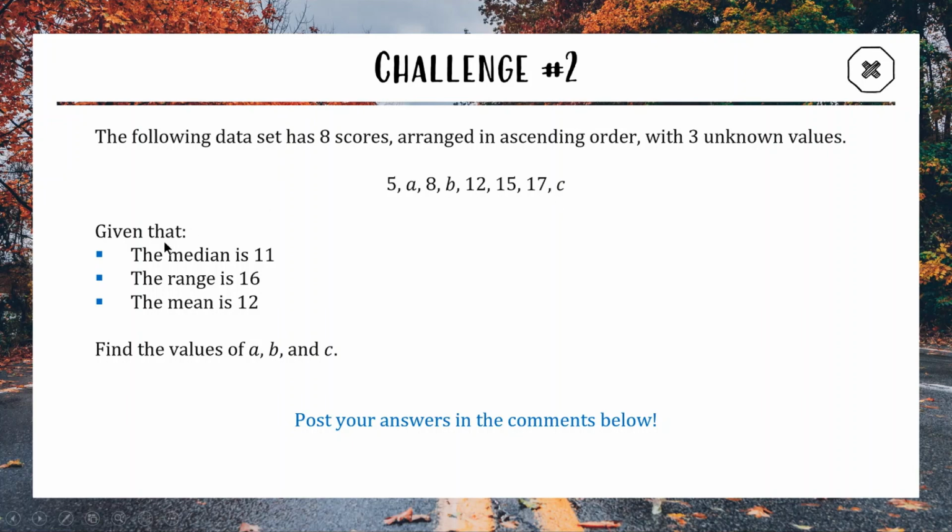Some information is that the median of the data set is 11, the range of the data set is 16, and the mean of the data set is 12. The challenge is to find the values of A, B, and C that make these values work in this ascending set of data. I'm not going to run through this one in the video. I reckon you guys can handle this by yourself. If you have an answer for A, B, and C that you feel confident with, post it down below in the comments and I'll let you know if you're correct or incorrect.